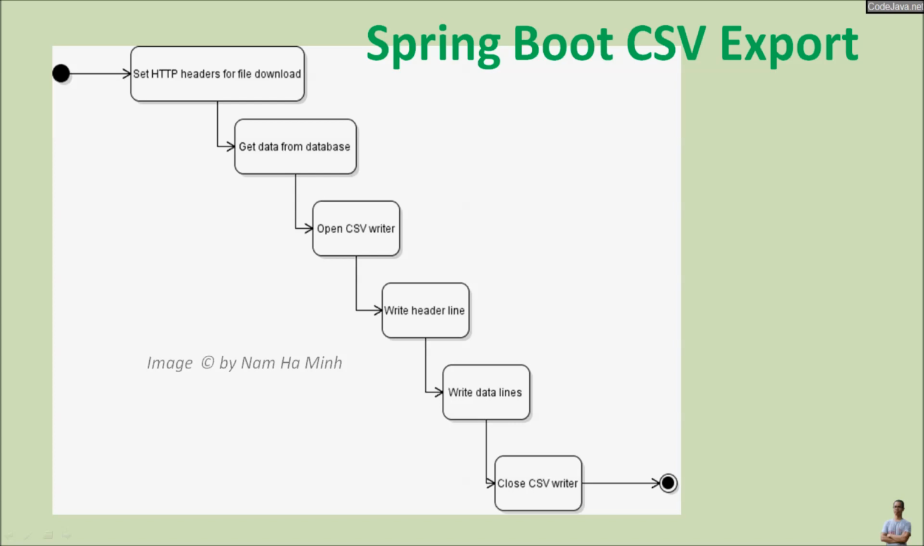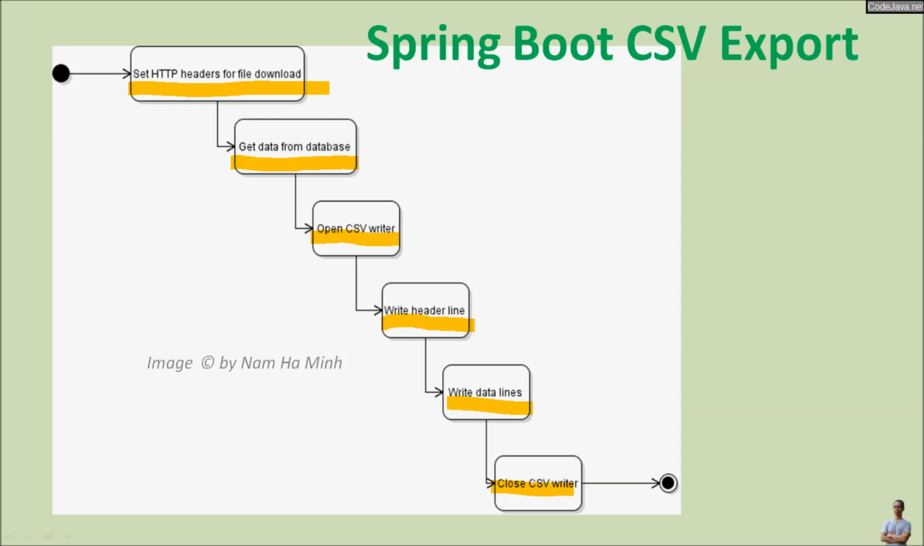And this is the activity diagram that helps you understand the workflow of the CSV export function. First, we need to set HTTP headers so the user can download the CSV file generated. We get data from the database, and then we open a CSV writer using the Super CSV library, and we write the first line for the CSV, the header line, and then we write all the data lines to the CSV file, and finally we close the CSV writer, and then the user will be able to download the generated CSV file.